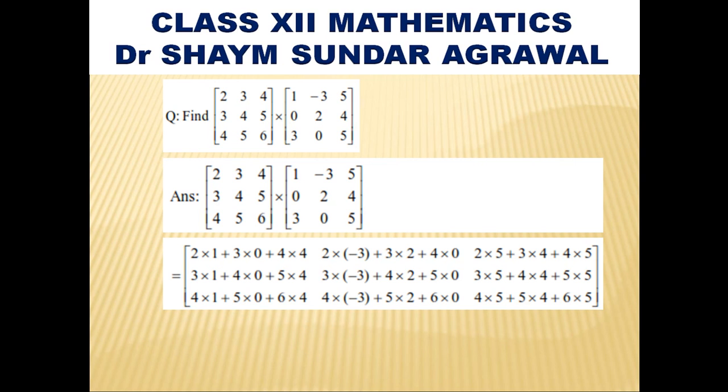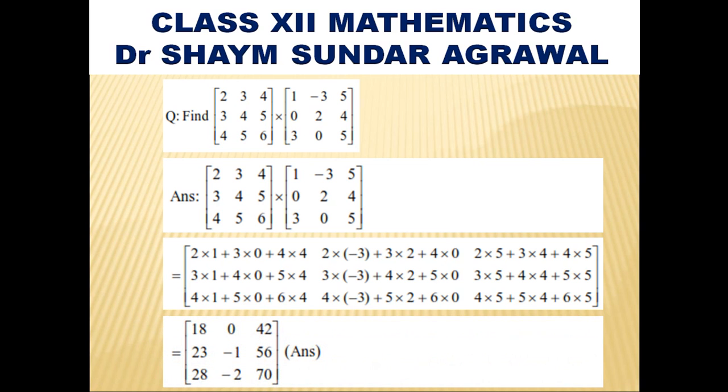Then third row: 4 into 1 plus 5 into 0 plus 6 into 3, then 4 into minus 3, 5 into 2 plus 6 into 0, similarly 4 into 5 plus 5 into 4 plus 6 into 5. Then by multiplying and adding all that, we got 18, 0, 42, 23, minus 1, 56, 28, 2, minus 2, 70, of order 3 cross 3.